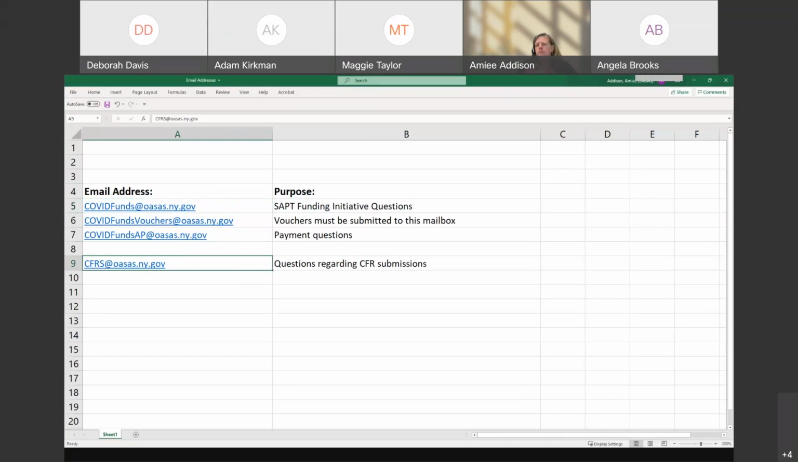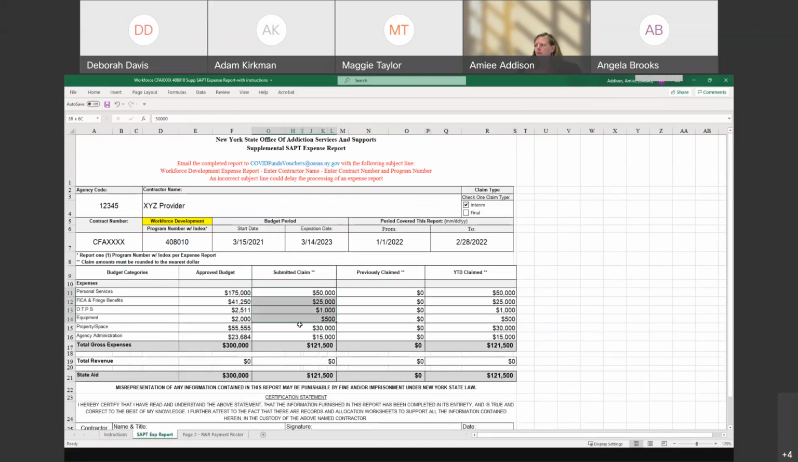Just confirming that we are entering numbers under previously claimed column instead of submitted claim column. Nope, you would be entering under the submitted claim column for the period that the expense report pertains to. Thank you. If it's a second or third expense report, then you would put the previously claimed information, like looking at this, the year-to-date claimed from the previous expense report would go under the previously claimed column.